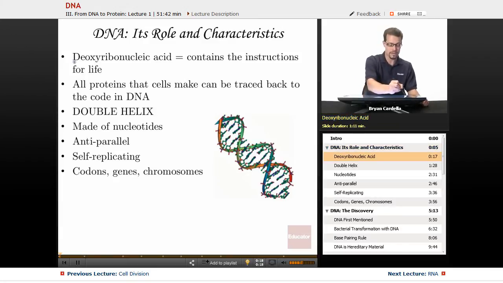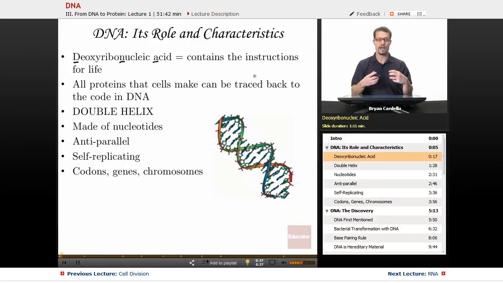DNA stands for deoxyribonucleic acid. There's the DNA. So nucleic acids are a general class of compounds. RNA is another kind. That's in the next lesson on RNA. But DNA contains the instructions for life.